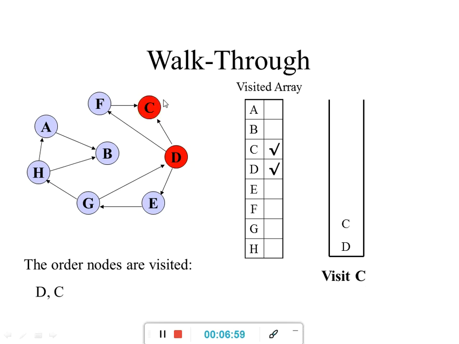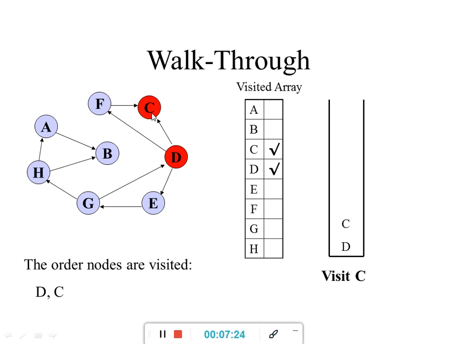See here, I have pushed C into the stack and I have marked C. So the marked nodes are represented in red color. Now the third step is the topmost element is C. So we have to find the adjacent nodes of C. Here in this case for C there are no adjacent nodes.